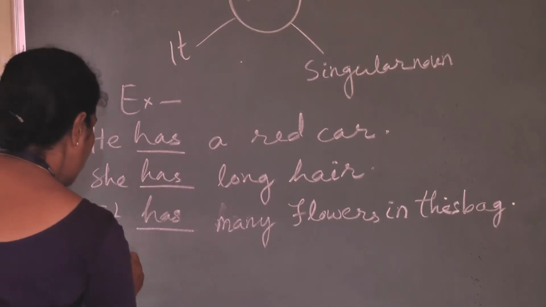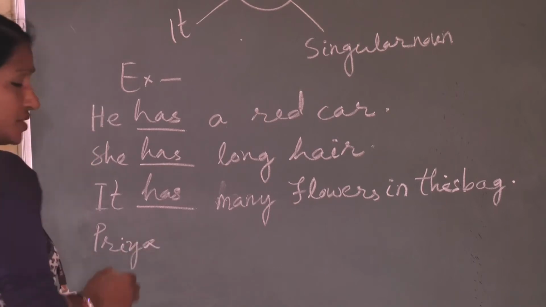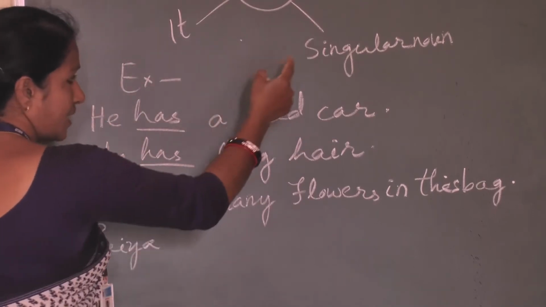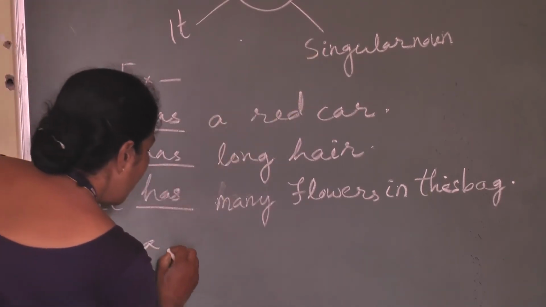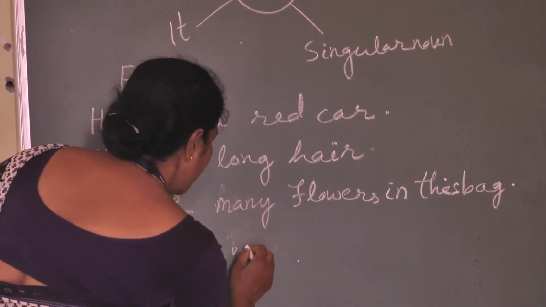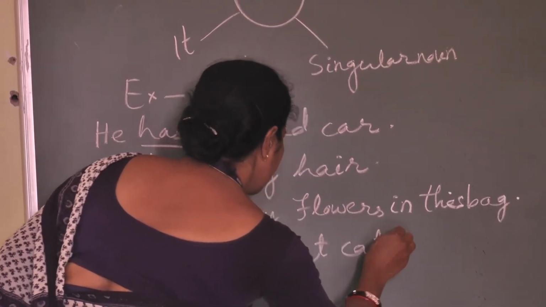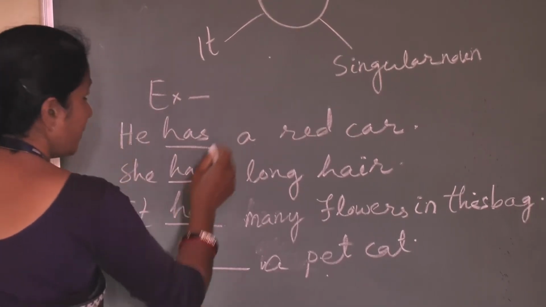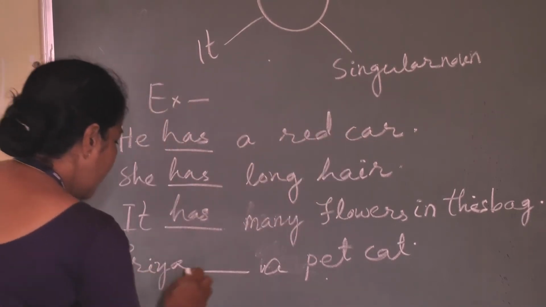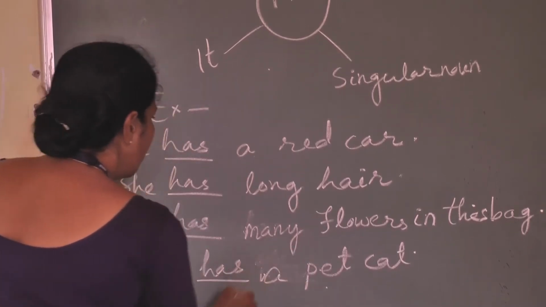And we also use has for a singular noun. Priya, you see, Priya's name is here? Priya dash a pet cat. Priya is not a pronoun here, so Priya is your singular noun. Okay, so we have to use has here. Priya has a pet cat.